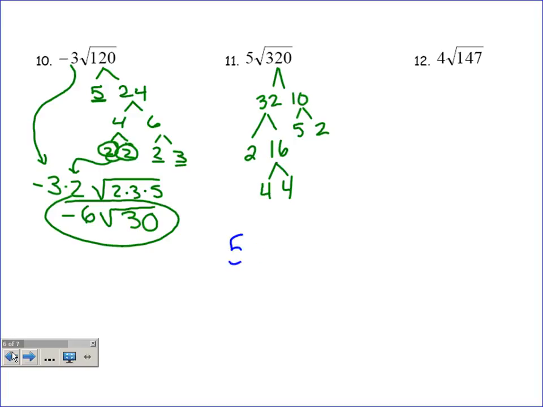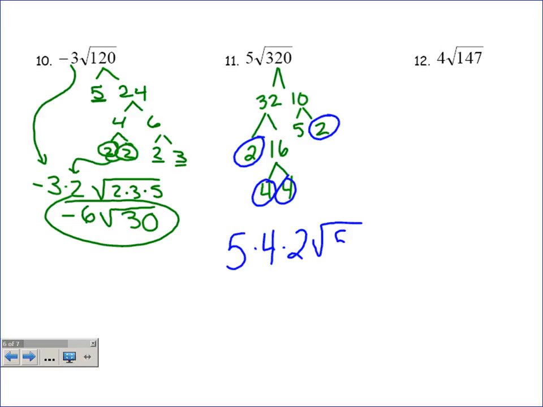And are there any pairs? Yeah, there's a pair of 4s. Any other pairs? There's a pair of 2s as well. Even though they're separated, there's still a pair of 2s. And what's left over? 5 and 16? I would say the 5. The 16, remember, got broken into 4 and 4. Oh, so just the 5. 5 times 4 is 20, times 2 is 40. Then we add the square root of 5. So 40 times the square root of 5. Does that make more sense, Nicole? Yeah. Riley, number 12.